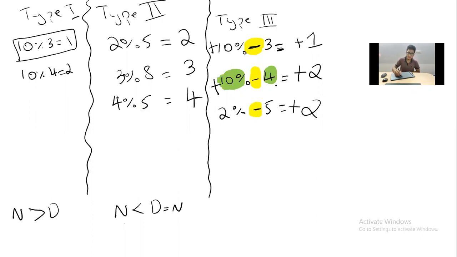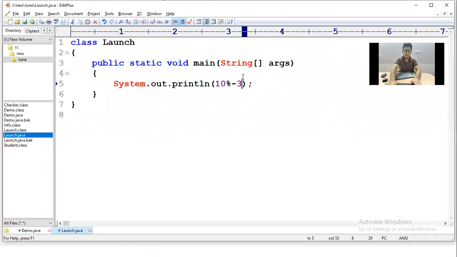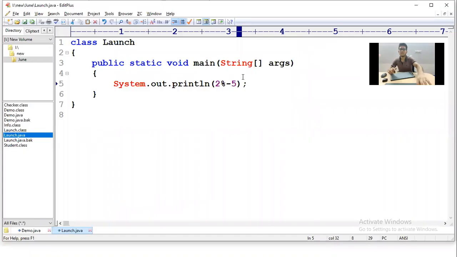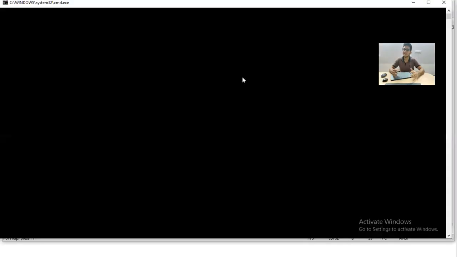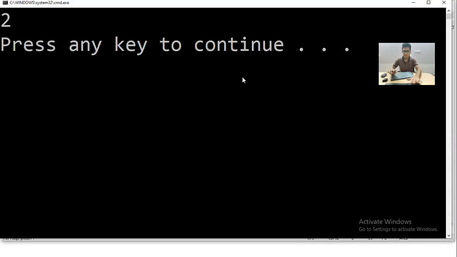Let's execute this. 2 mod minus 5, the answer should be plus 2. Let's see. See, the answer is plus 2. So it is so simple here.